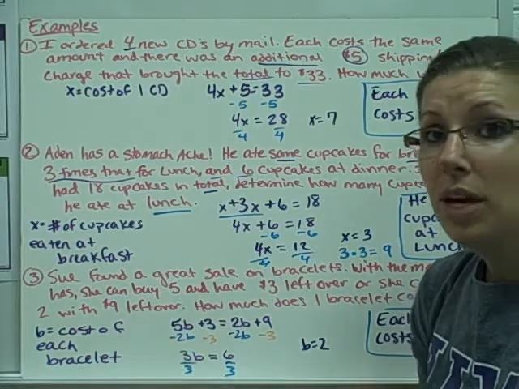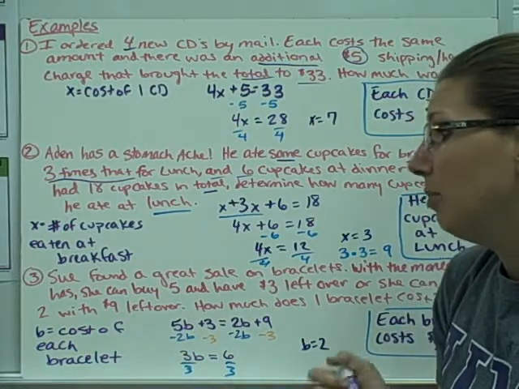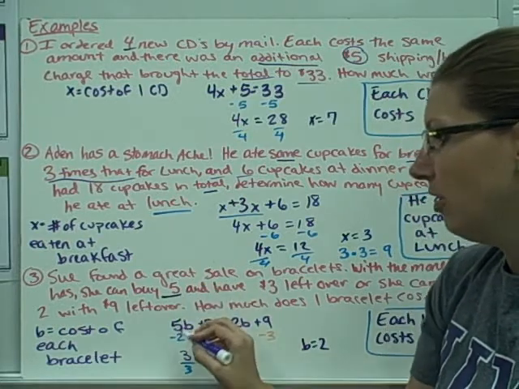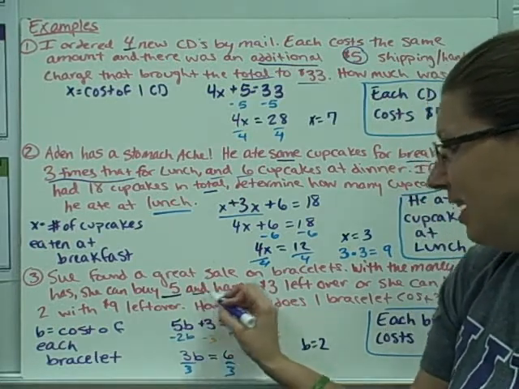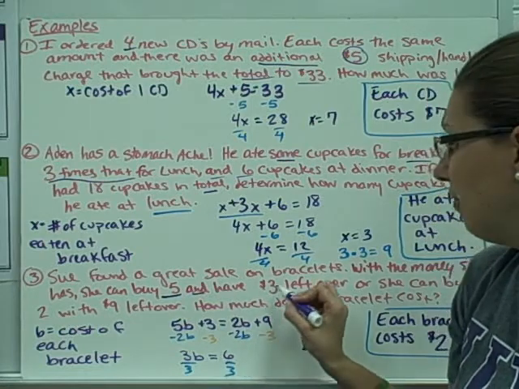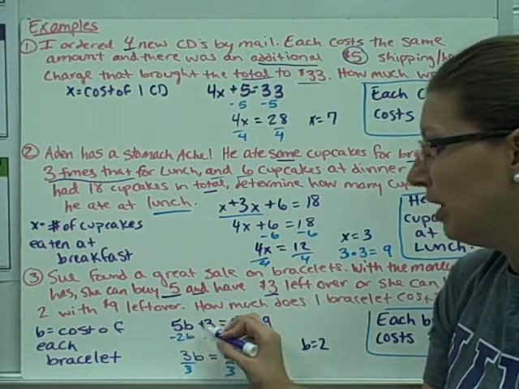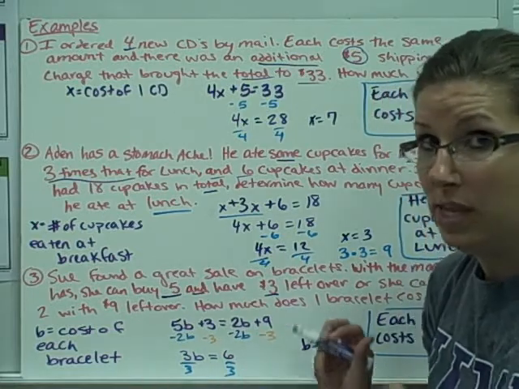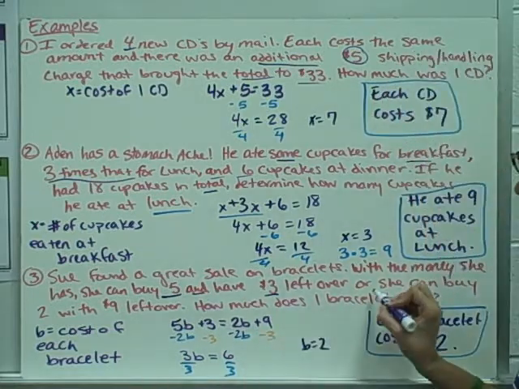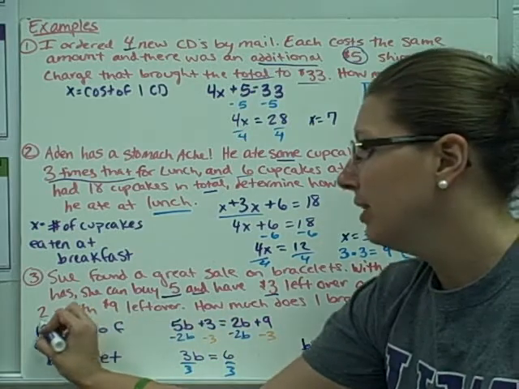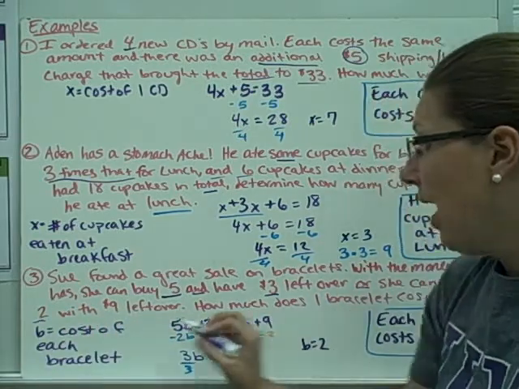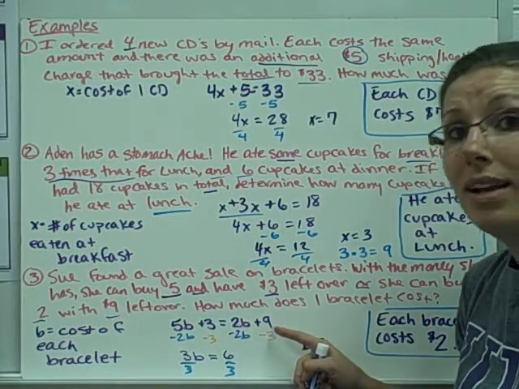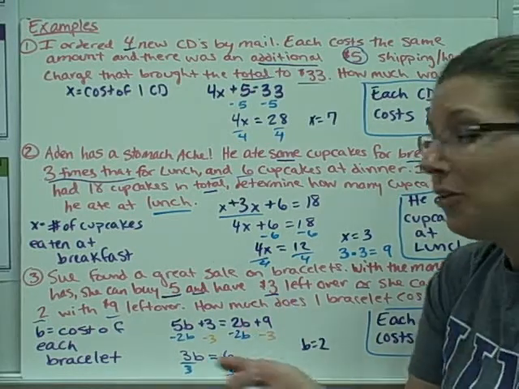That's our unknown. B equals the cost of each bracelet. So, like I said, she could buy 5 bracelets, so 5 Bs, and, meaning add, have 3 left over, so 5B plus 3. That's one option that goes on the left side of my equal sign. Or she can have 2 bracelets, so that's 2B, with $9 left over. So that's going to be 2B plus 9. She can have either or.